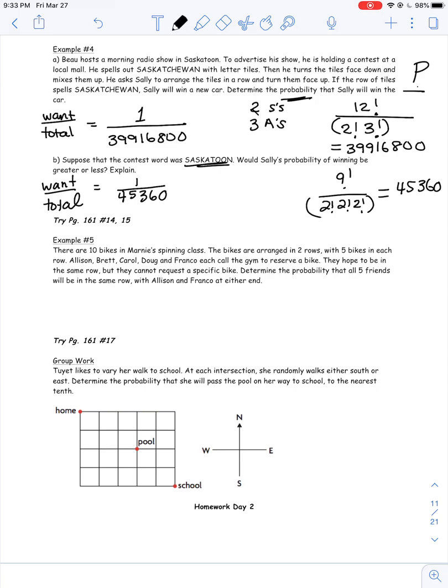45,360 different arrangements. Now, from this, we would find out that Sally's probability of winning would be greater in this case versus A. So she has a greater chance of winning in B. The reason being, when your total number is smaller, then you have a better chance of winning.